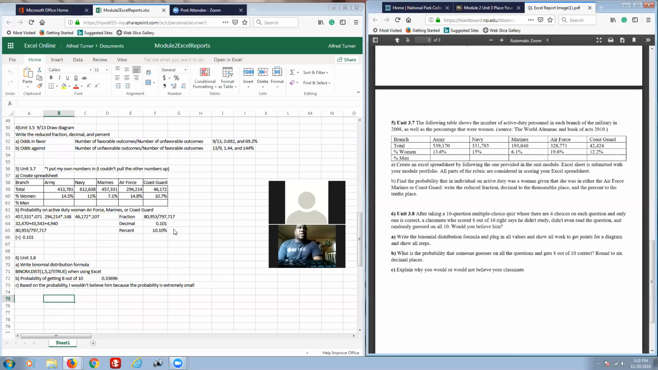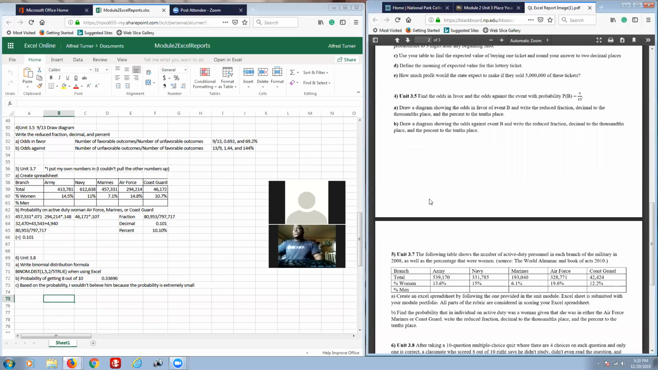We was asked to, hold on, let me go back 1 second. Find the odds in favor and the odds against of an event with probability P(B) = 9/13. Draw a diagram showing the odds in favor of B and write the reduced fraction, decimal to 10,000ths, and percent. Draw a diagram showing the odds against and do the same thing for it: the fraction, decimal, and percent.